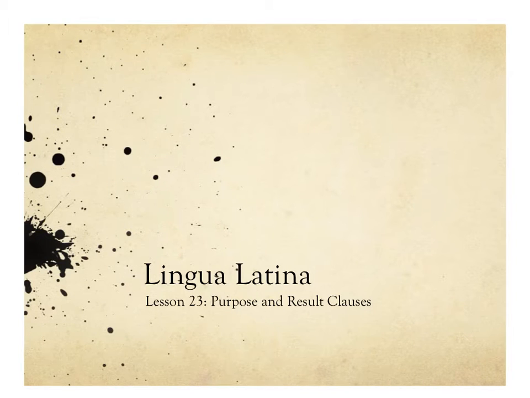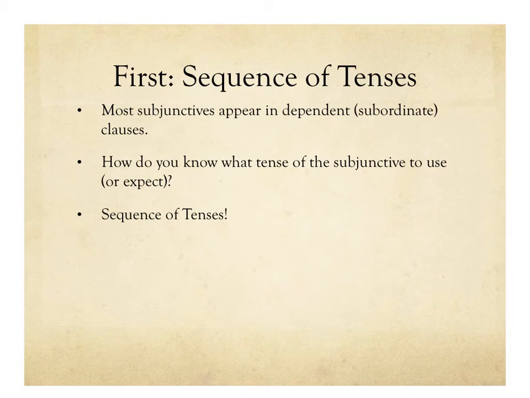Today we're going to look at two different clauses that take the subjunctive. So we're going to begin moving into uses of the subjunctive in dependent or subordinate clauses, which is the primary job that the subjunctive does. And today our clauses are the purpose clause and the result clause, which have some similarities, so it makes sense to learn them together. The first thing we have to learn, though, is something called sequence of tenses.